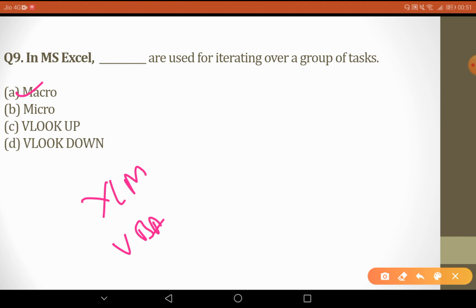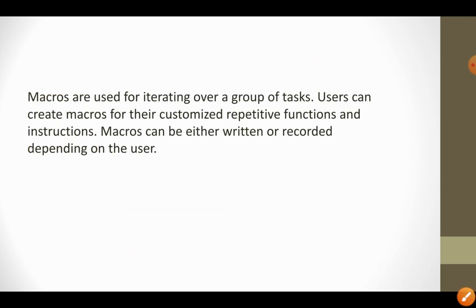Earlier versions of Excel used XLM. VBA means Visual Basic Applications. VBA was introduced in Excel 5 and is mostly used now. XLM was used earlier, and this VBA, that is Visual Basic Applications, is mostly used now after Excel 5. So moving on to the next question.